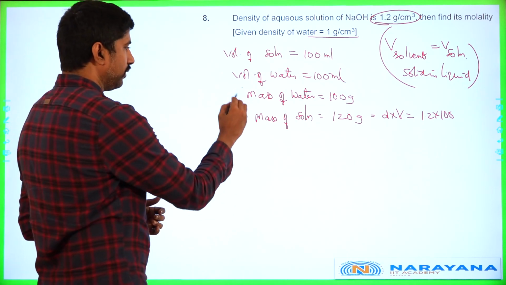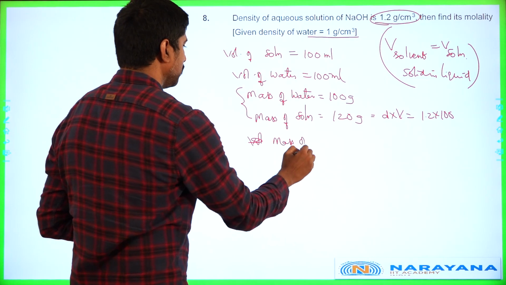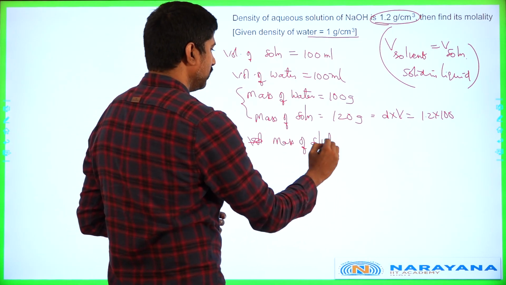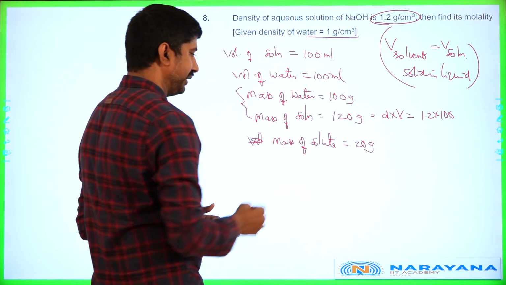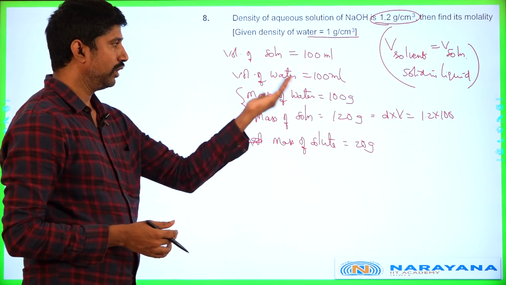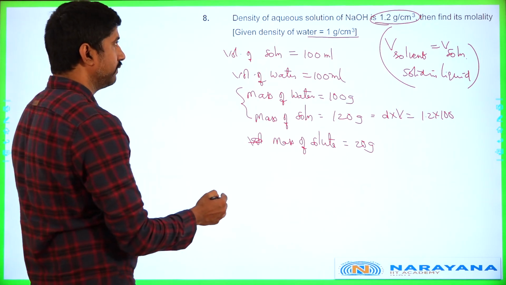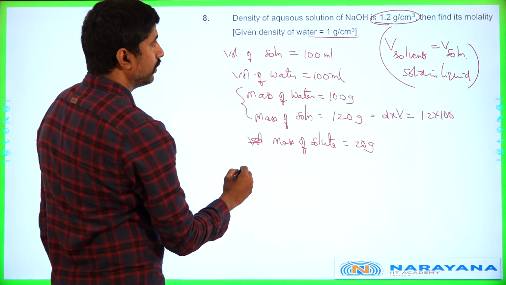Then from this, what is the mass of solute? Mass of solute will be 20 grams. So mass of solute we know, mass of water we know, and from that we can find the mass of solution. Particularly they are asking what is the molality.